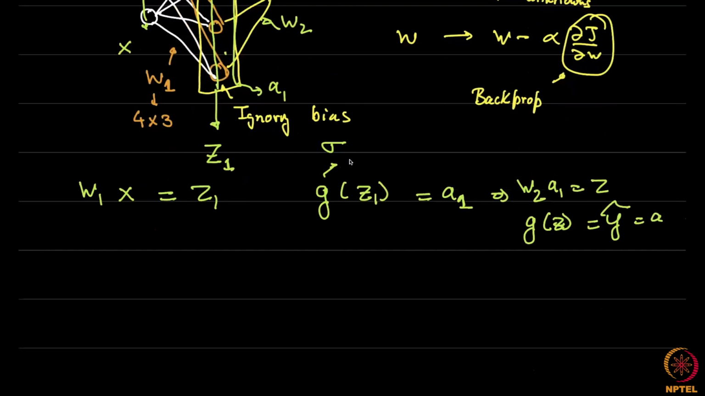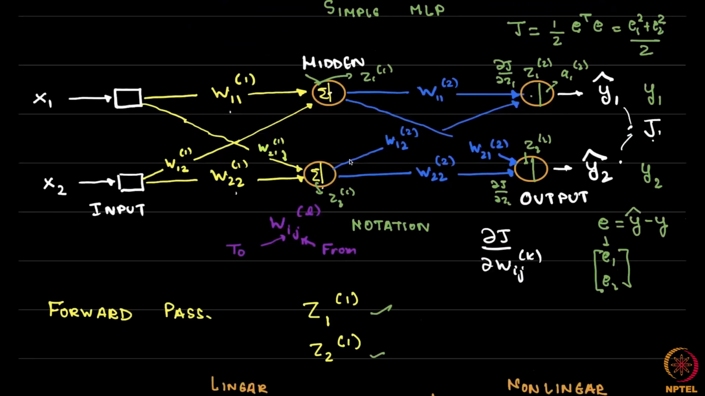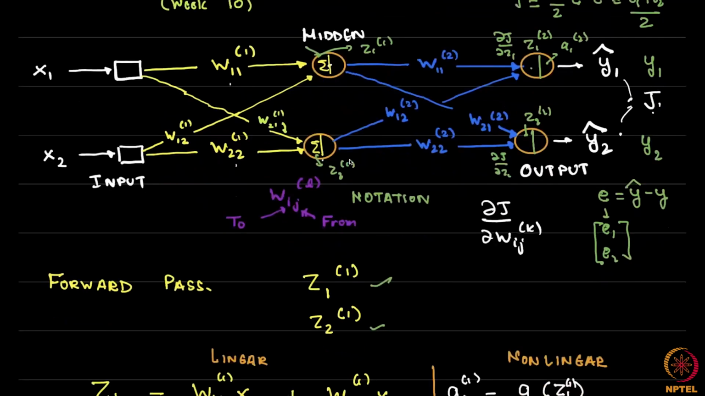Remember that the loss function here was the binary cross entropy loss function, minus Y ln Y hat, minus 1 minus Y ln 1 minus Y hat. The important thing was how we do backprop in order to determine these weights. Now, I have just copied and pasted exactly what I had shown you in week 10. So remember, this is all from week 10 of our notes. So I have written the same thing here.